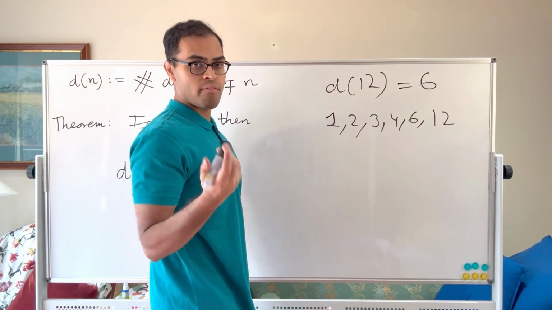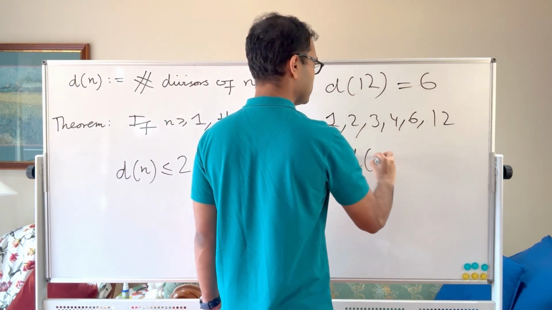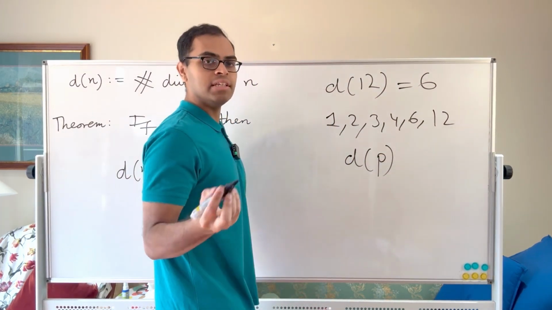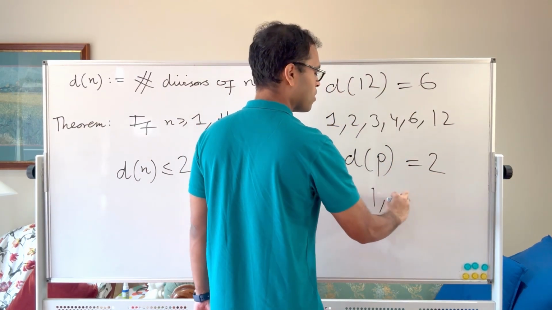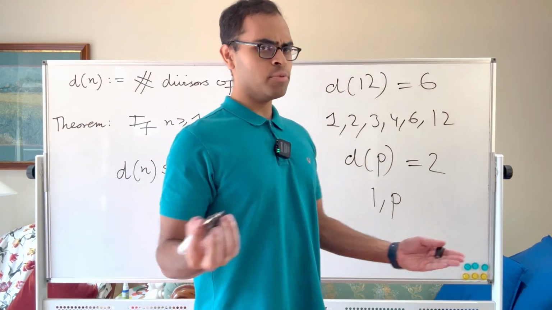On the other hand, if you have a prime number p, for example, p is any prime number, then d of p is just going to equal 2, because the only divisors of a prime number are 1 and itself. So here's a beautiful question.